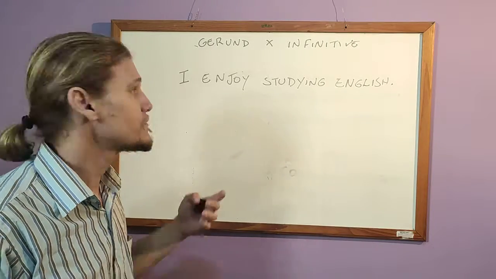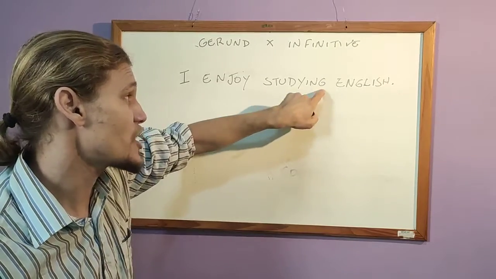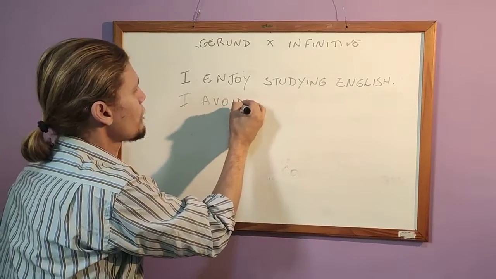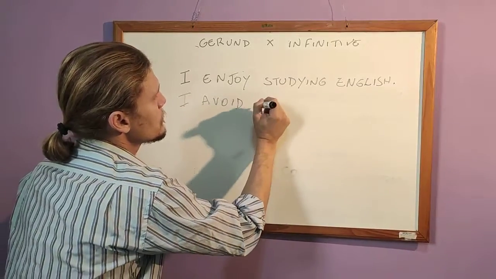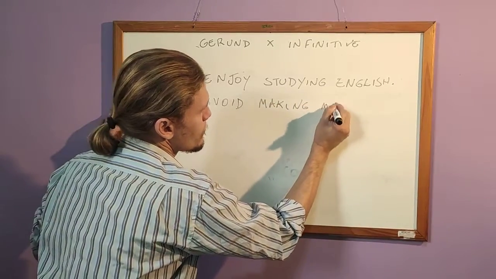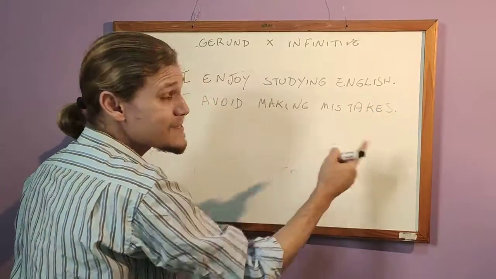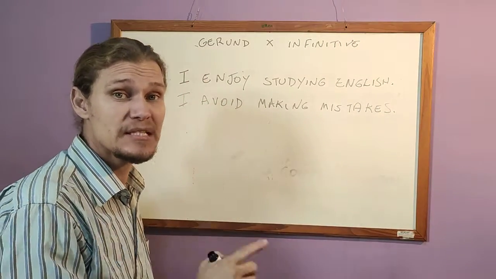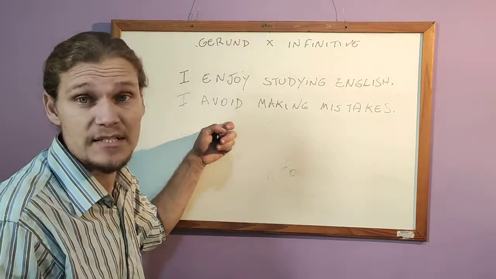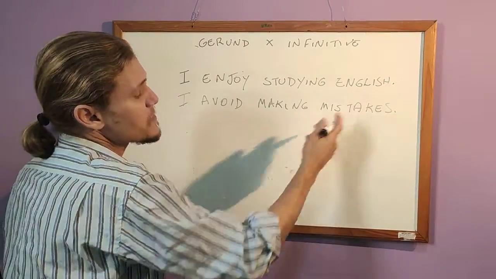Another verb that you use to put the second verb of the sentence in the gerund form. I avoid making mistakes. It doesn't mean I don't make mistakes. It means I avoid. I try not to make mistakes. That's what avoid means. I try not to. I avoid making mistakes. Very good.